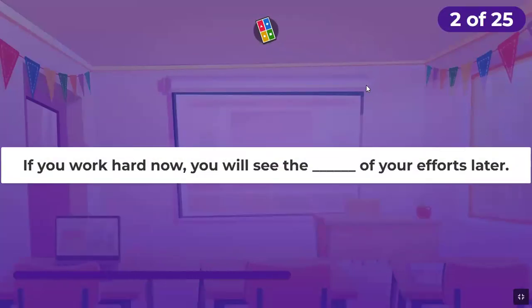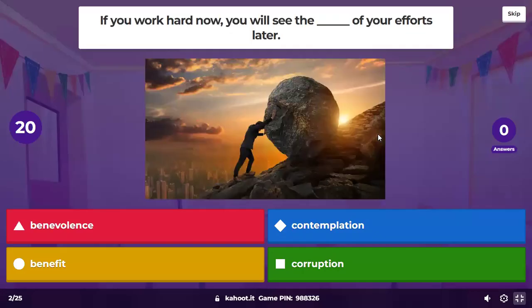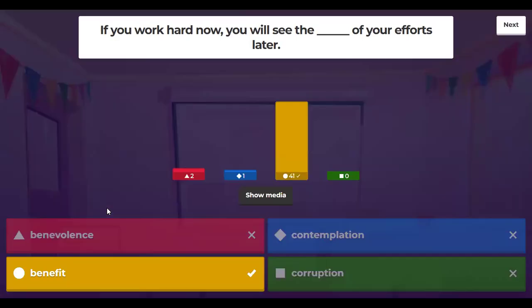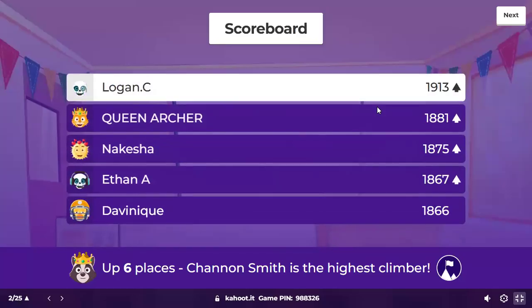If you work hard now, you will see the blank of your efforts later. What is the correct one? Most persons got it. What did y'all put? The answer is benefit. Very good, guys. Let's see the scoreboard.